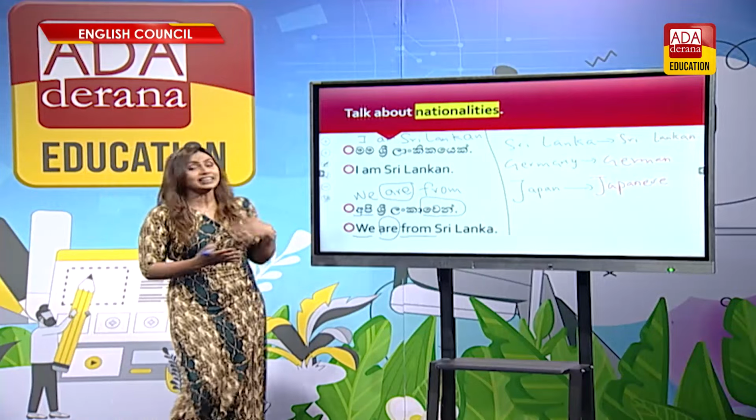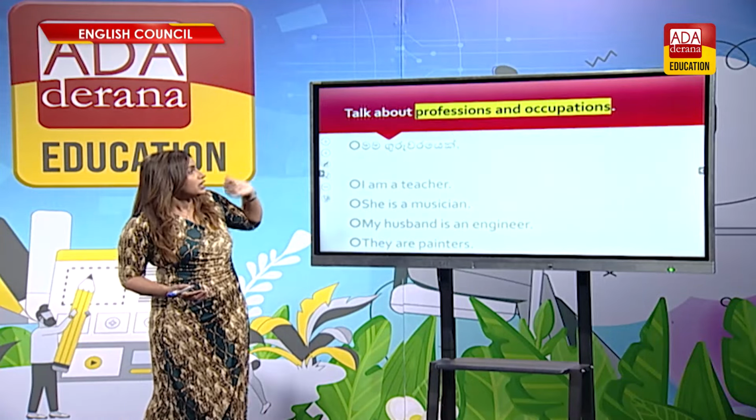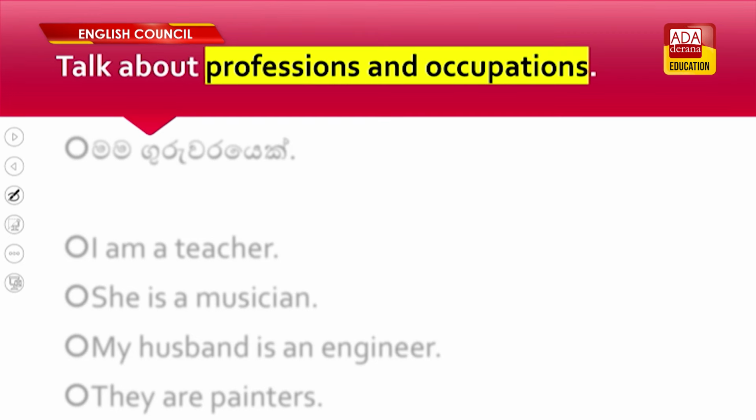So this is one of those mistakes we make, and then let's move on. Look at the screen. You use amisa to talk about professions and occupations. I'm a teacher, right?